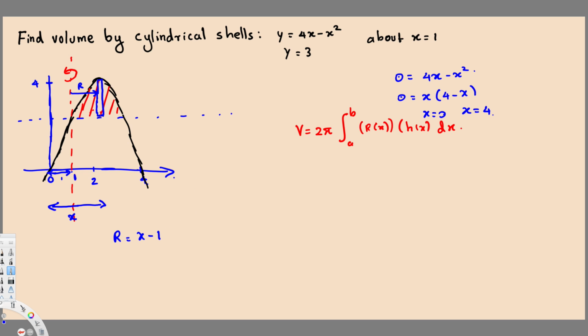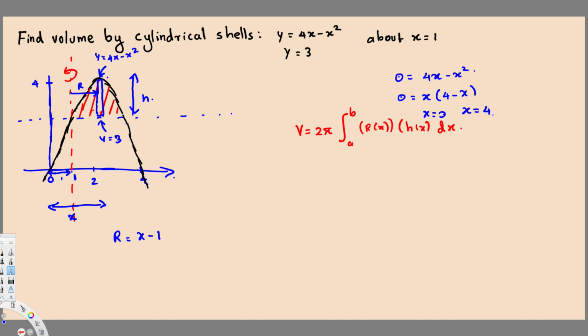Now we have to find the height. The height is going to be this height right here. To find the height, we take the top function of the graph minus the bottom function. The top function is the parabola equation, 4x minus x squared, and the bottom is y equals 3. So this is 4x minus x squared, and y equals 3.